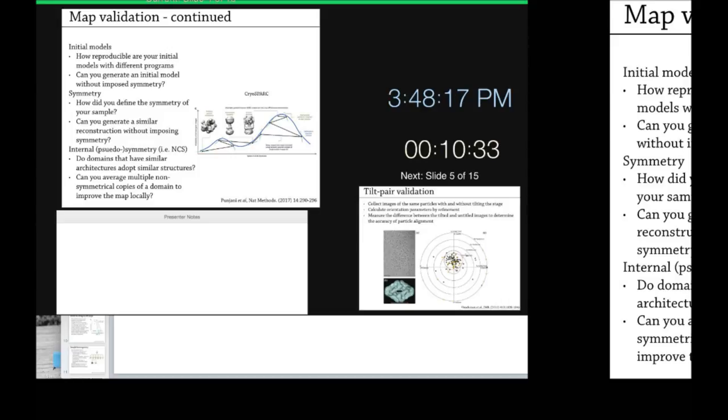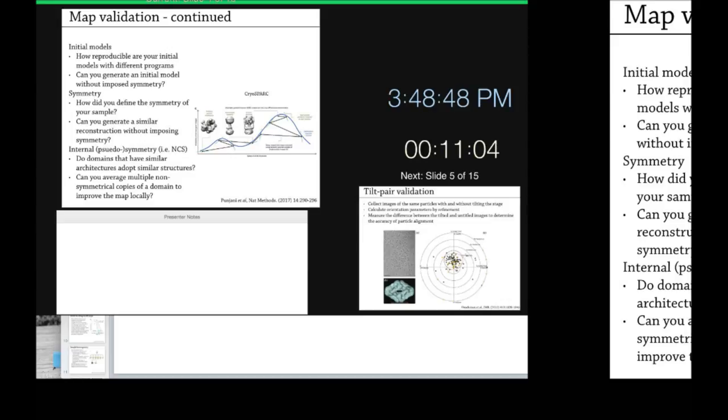And so then again, not only for the initial model, but for your reconstruction itself, how did you define the symmetry of the sample? Sometimes low resolution symmetry looks to be very apparent, but as you get to higher and higher resolution, you see that that symmetry may not actually be truly justified, and that there are going to be differences between subunits in your sample. And so it's always important to generate a reconstruction without applying symmetry and look at how similar that compares.